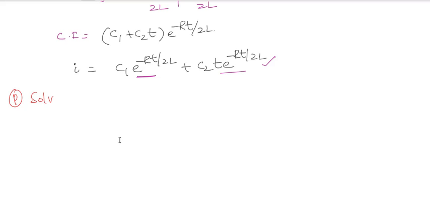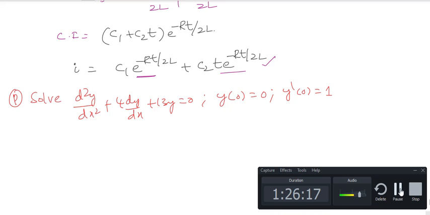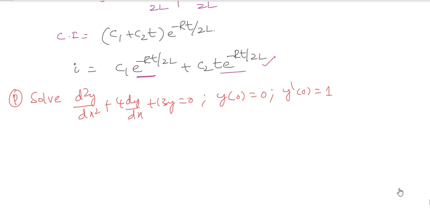Solve d²y/dx² + 4 dy/dx + 13y = 0, where y(0) = 0 and y'(0) = 1. By considering this, you have to solve that one. So just solve this one based upon these conditions: y(0) = 0, y'(0) = 1.